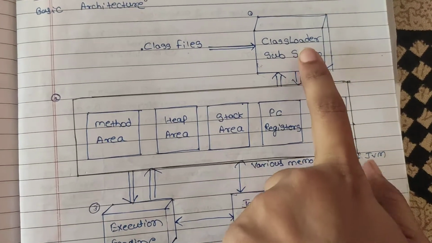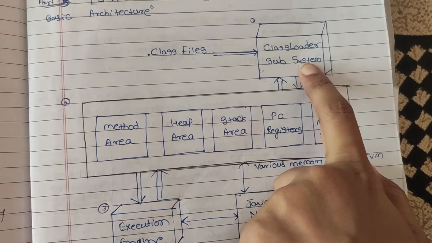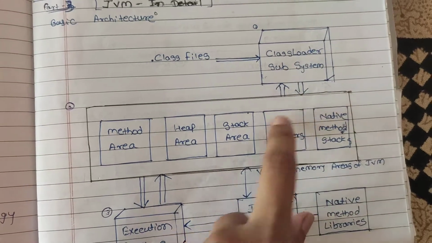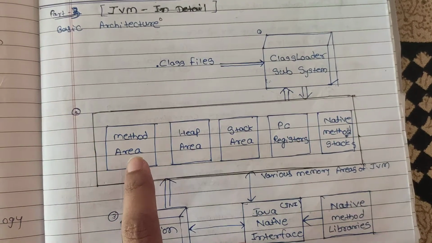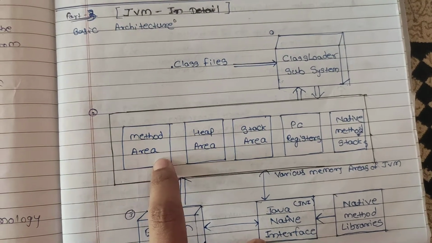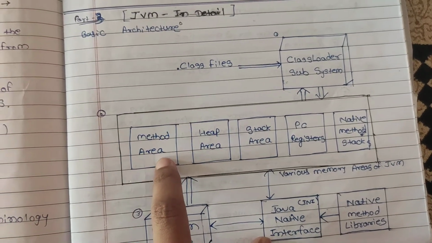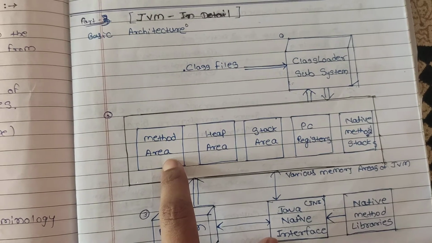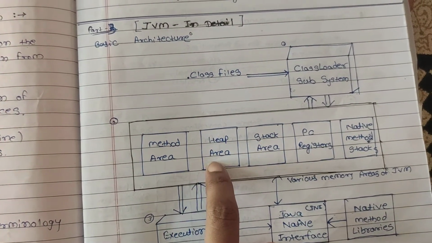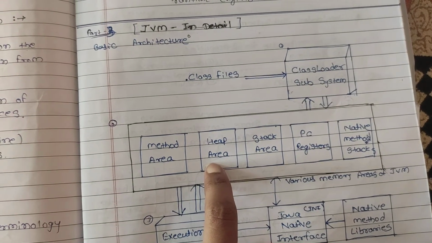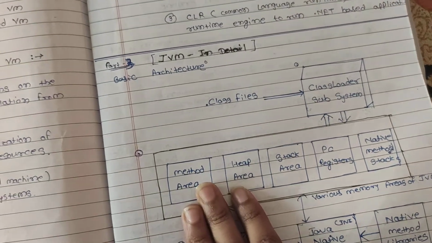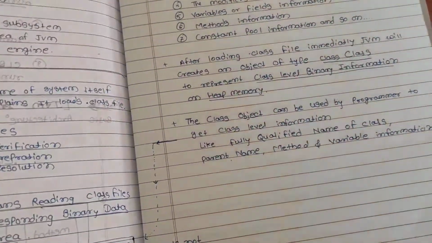So this class loader subsystem will read and load these class files into the method area. Again, from the method area it will create the class object related to the respective .class file and store it into the heap area. So we'll move ahead to the next subtopic.